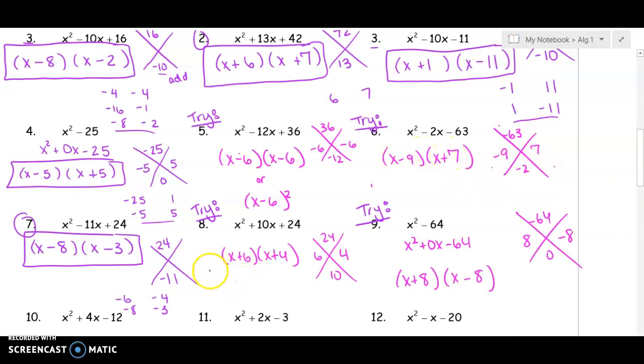This one, number 8, it's got to multiply to be 24, add to be 10. Those two numbers are going to be 6 and 4, so you do x plus 6 times x plus 4. The last one, it's got an x missing, so you're going to put x squared plus 0x minus 64. It's got to multiply to be -64, add to be 0. Those two numbers are going to be 8 and -8, so it's x plus 8 times x minus 8. All right, so that's kind of a quick little review of just factoring.